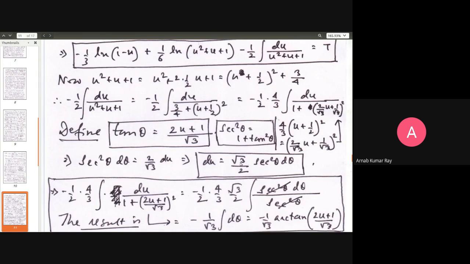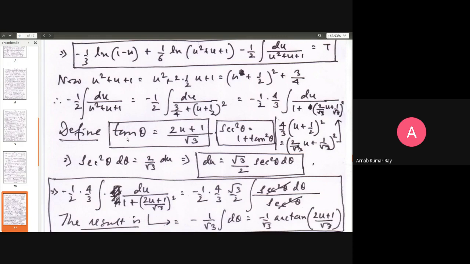Next task. As you can see, there's no end to this thing. What you will do now is define tan theta. This thing is 1 plus something squared, right? So we are looking at this formula, sec squared theta is equal to 1 plus tan squared theta. So 1 plus this whole thing squared, we will write that thing as tan squared theta. So tan theta will be equal to 2u plus 1 by root 3. Okay. So now we will have to substitute the u in terms of theta.